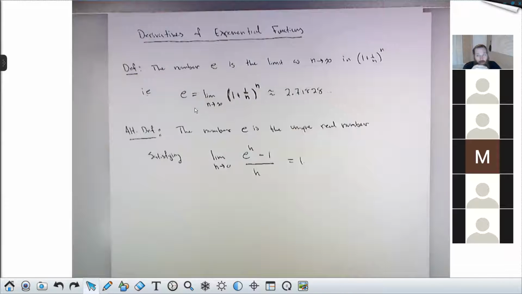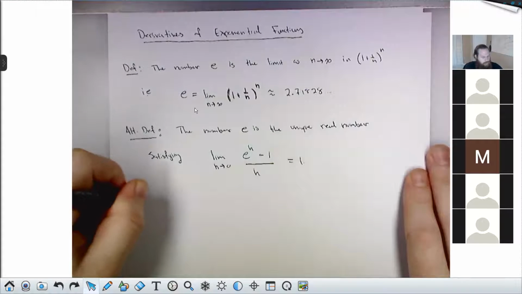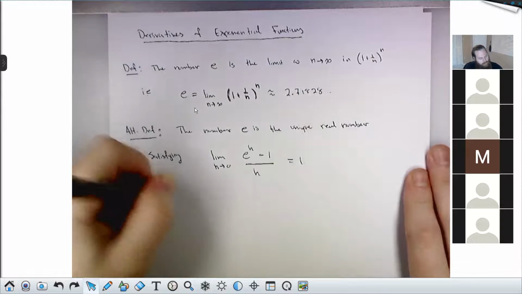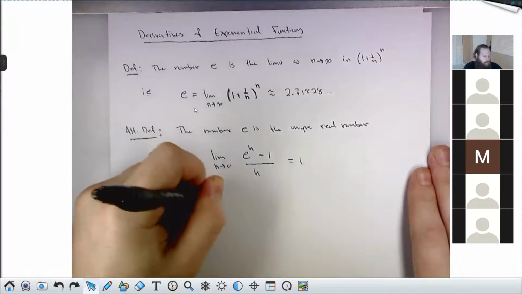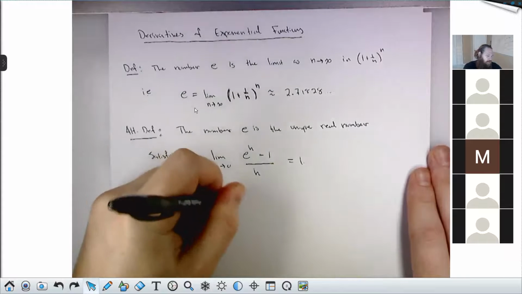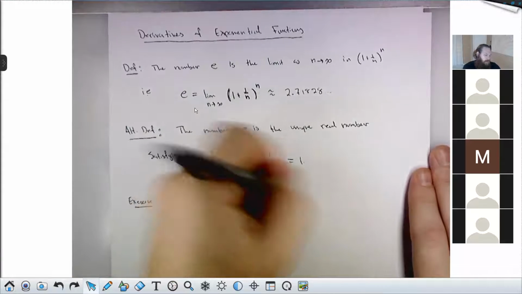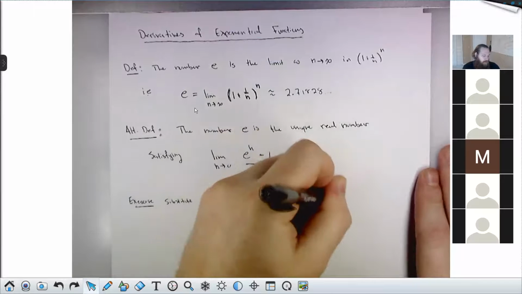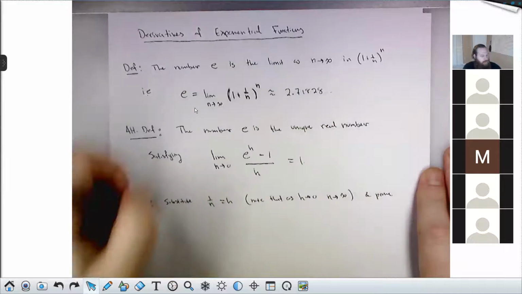So it turns out these definitions are equivalent. If you replace h by 1 over n, you can turn the second definition into the first. So, a fun exercise: substitute 1 over n for h. Note that as h goes to 0, n goes to infinity, and prove that these definitions are equivalent.